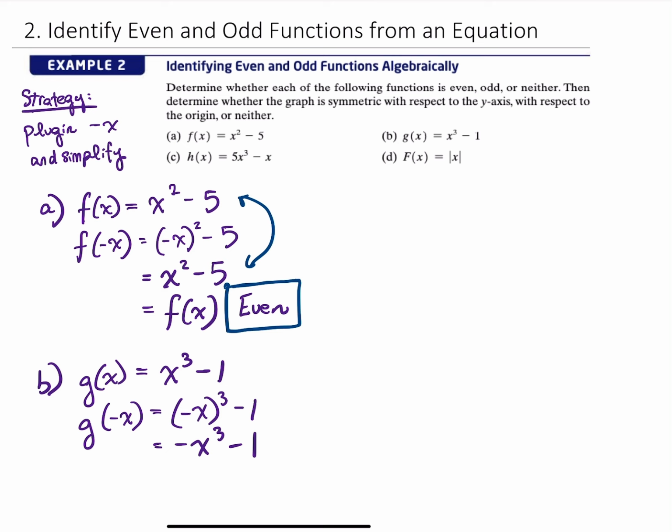So it didn't quite give us the full negative version. If it was going to give us negative g of x, just for an idea of what we would be looking for, that would be a negative 1 multiplied by every term. So we would be looking for negative x cubed plus 1, because these two negatives would cancel. So since we still have this minus 1, this is a case of being neither even nor odd. So I'm going to say neither. We would need every term to change in sign.